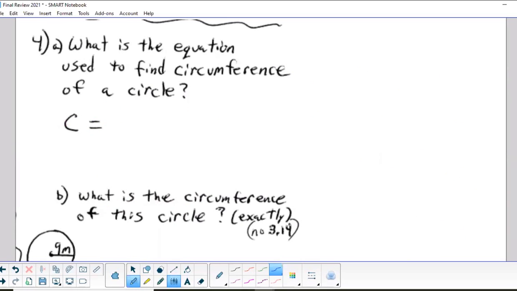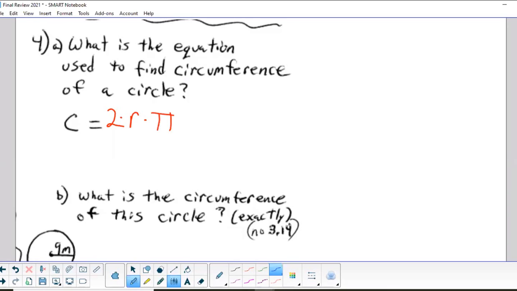What is the equation to find circumference of a circle? Okay, first of all, we know pi's in there, right? What else is in there? Radius? Okay, now it's either r squared or it's 2r. Gosh, very good. It is. It's 2r. 2 times radius times pi. 2 times radius times pi.